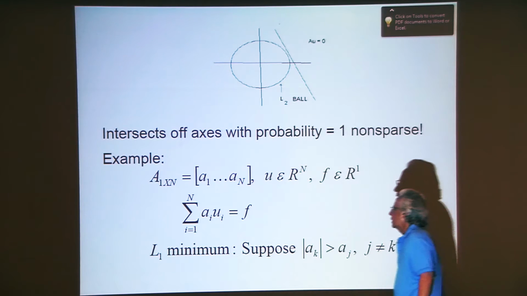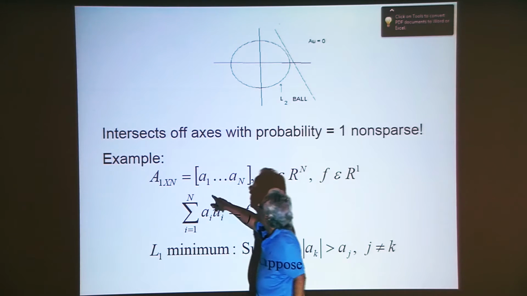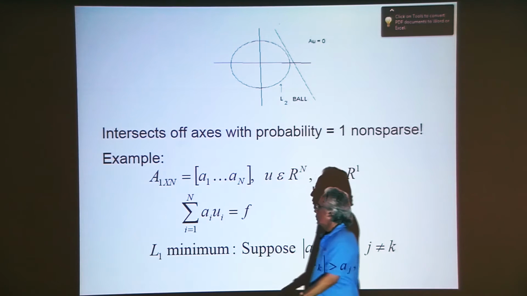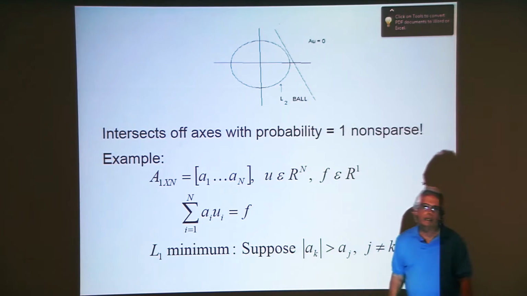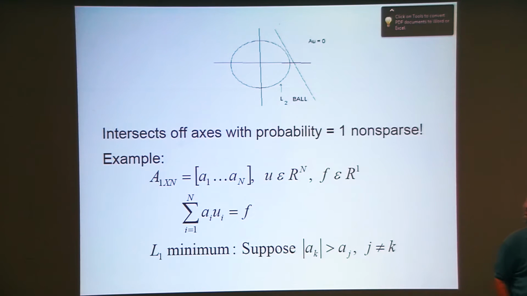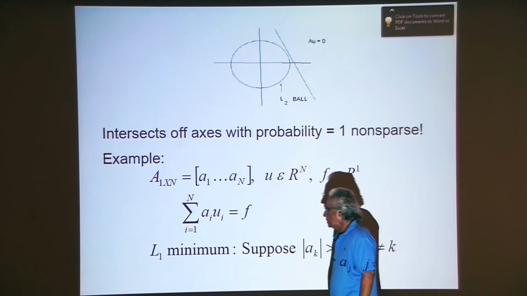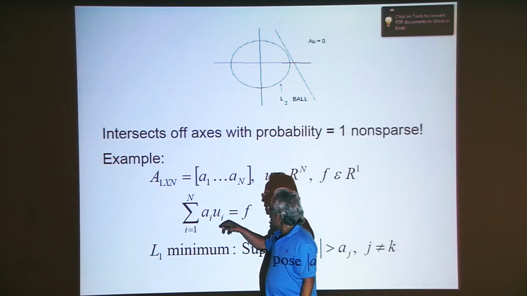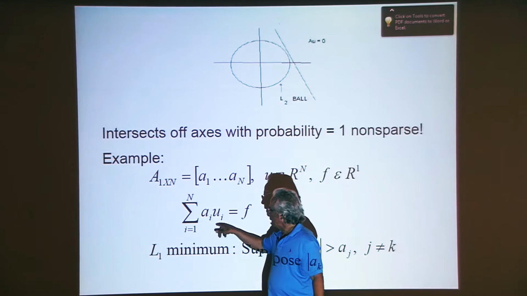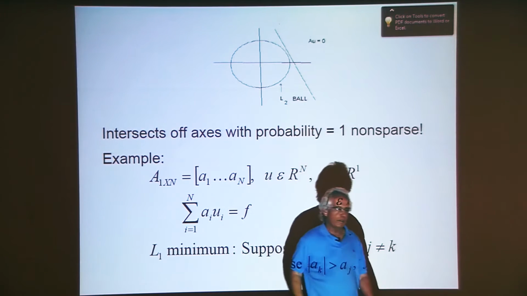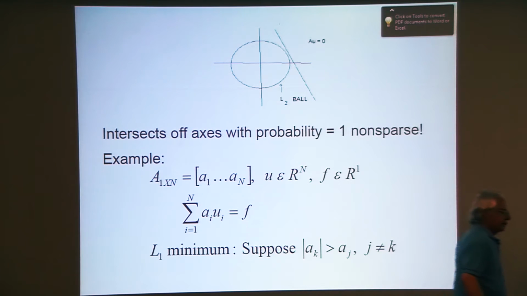And you can generalize this a little further. Here's a stupid example, but it's fun. Take one equation and 10 to the third or 10 to the fourth unknowns or something. Ax equals f, a very underdetermined problem. And you would like the sparsest solution. Well, of course, the sparsest solution would be any u_i equal to f divided by a_i, everything else is 0. That's sparse. But it's not unique. Anyway, there's lots of possibilities.